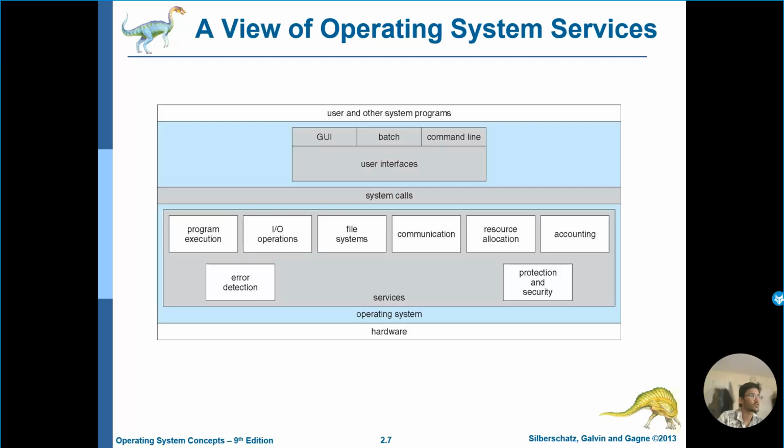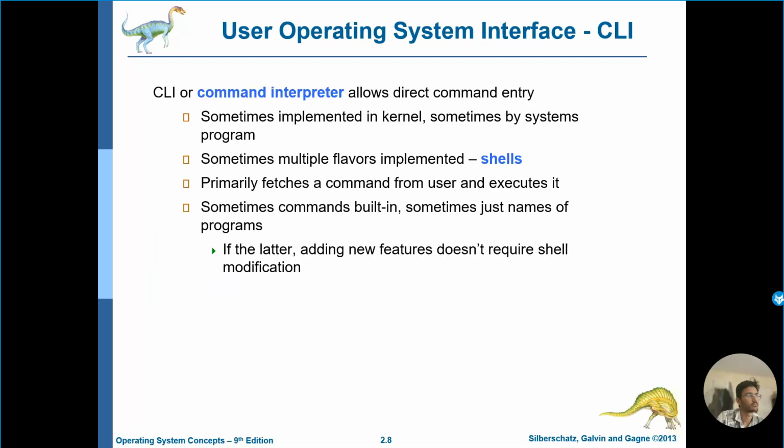Just kind of an overview of the system. You have multiple layers to this. You have a hardware layer, an OS layer, then you have the services layer, and above that you have the system calls, and you have the user interfaces: GUI, batch, command line, and user programs.